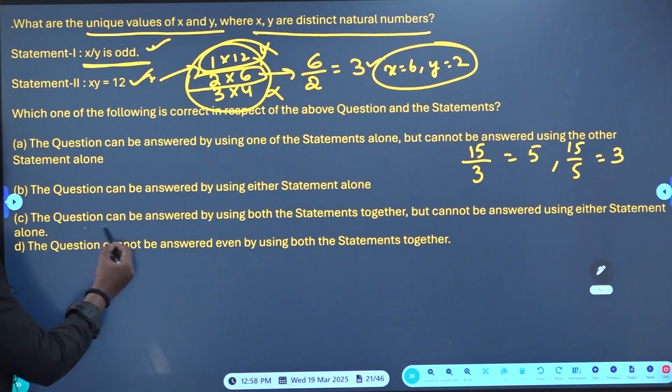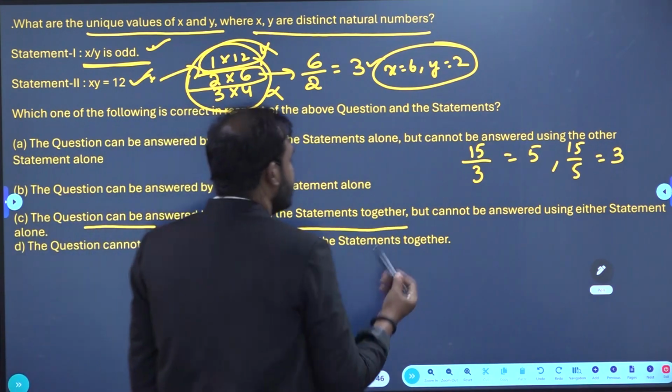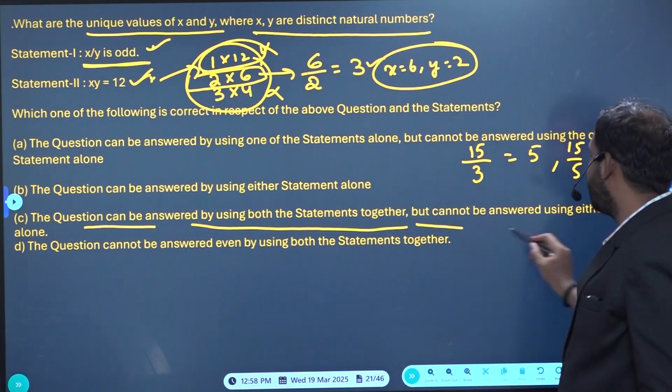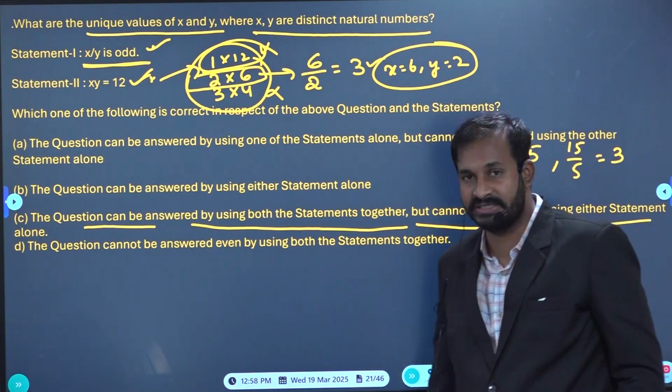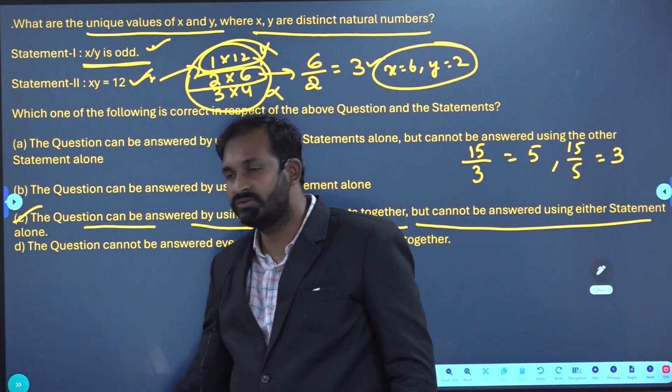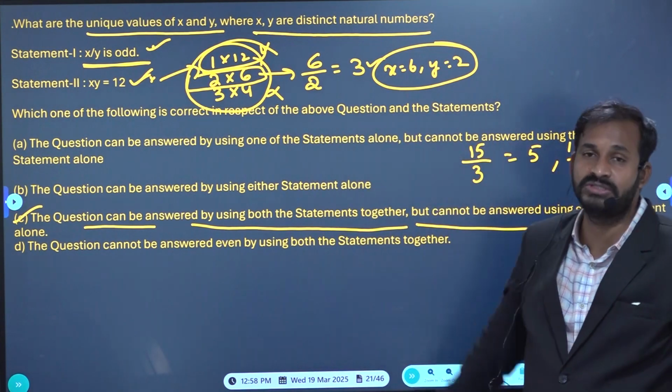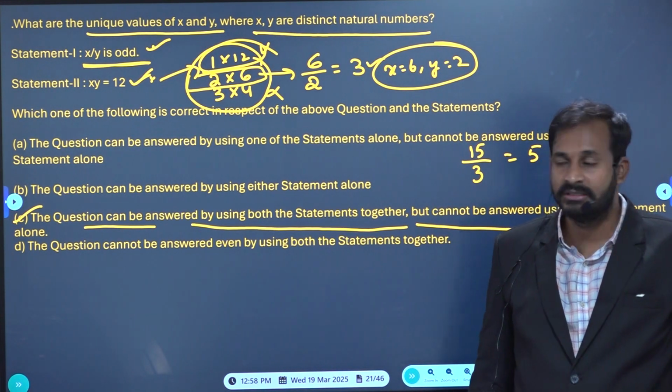The question can be answered by using both the statements together. Definitely I should use both the statements together, but it cannot be answered using either of the statements alone. Yes, I cannot answer if I use them individually. Definitely I can answer them if I combine those two statements. Okay, next one.